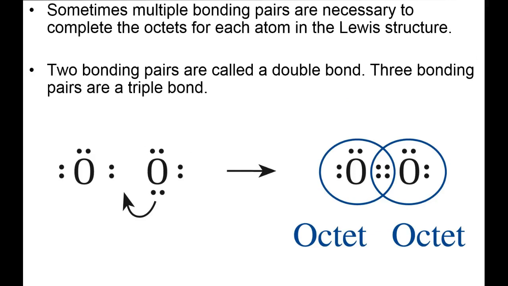Okay, and as we look at structures, sometimes those multiple bonding pairs are necessary to complete the octet. So I might have a double bond for each atom in the Lewis structure. So the 2 bonding pairs together are a double bond, 3 bonding pairs are a triple bond. The reason that we're talking about this is because if I have a double bond, it's going to be harder to break, it's going to take more energy. If I have a triple bond, that's going to be harder to break as well.